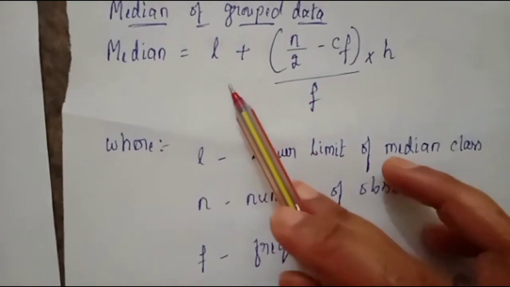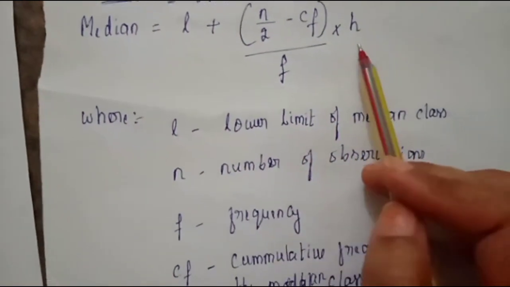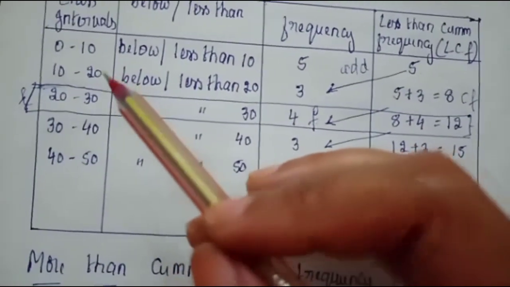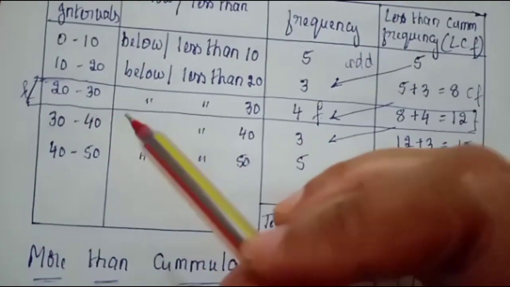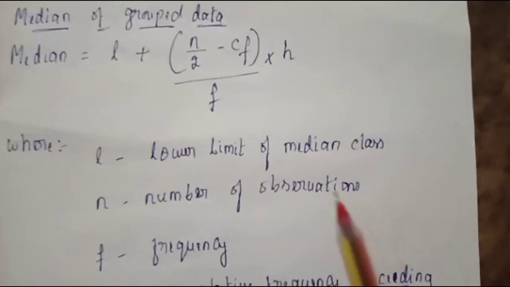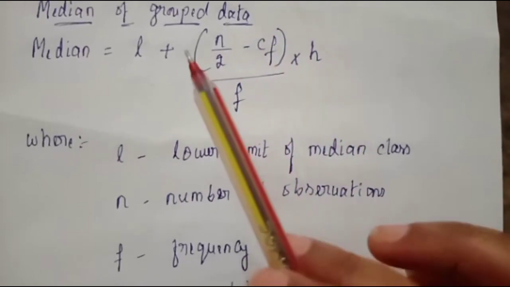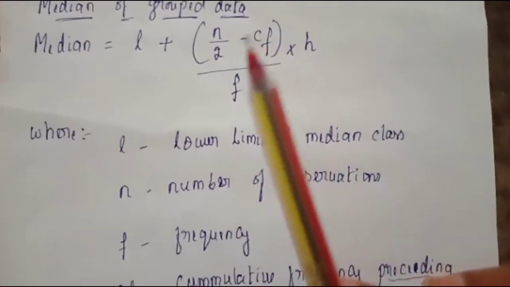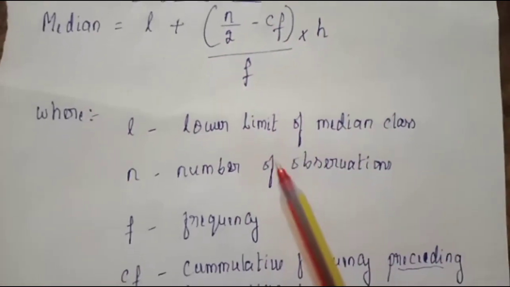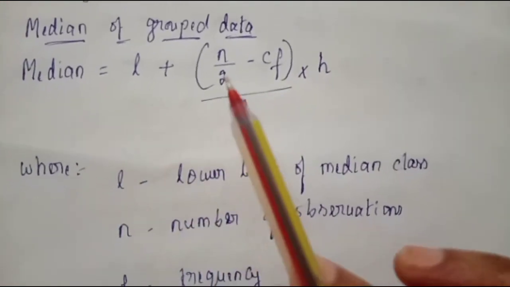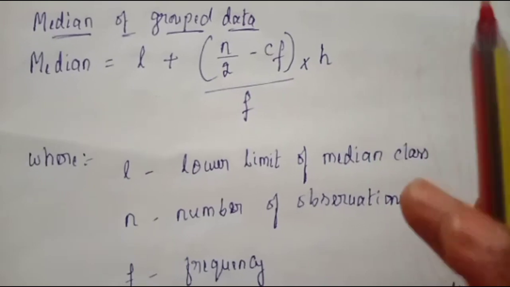Next, we have found L, CF and F, and now H. H is nothing but the class size, that is 20 minus 10, so 10 is the class size. Note that once you find the median class correctly, you get all the terms, then you can substitute in the formula and find the median. So this is the formula to find the median of grouped data.